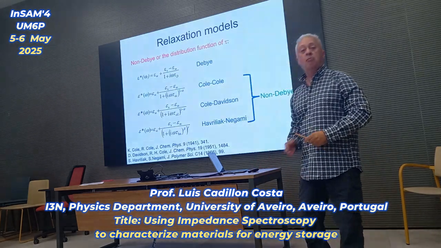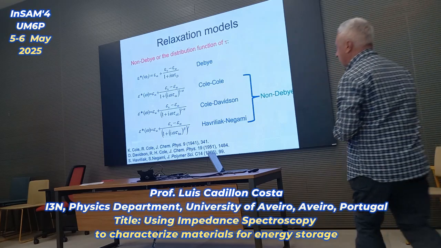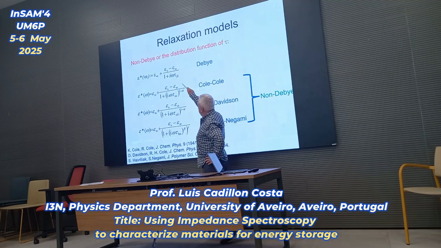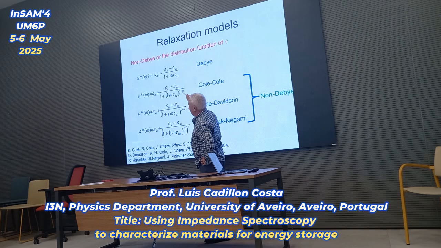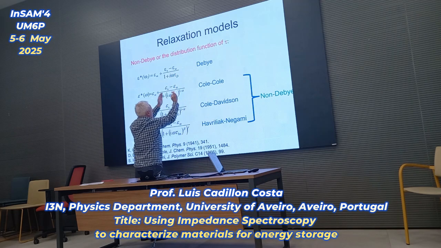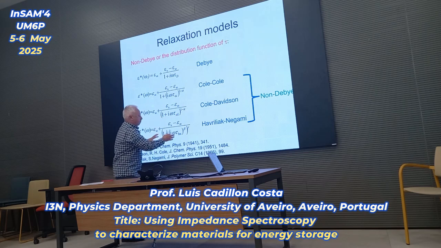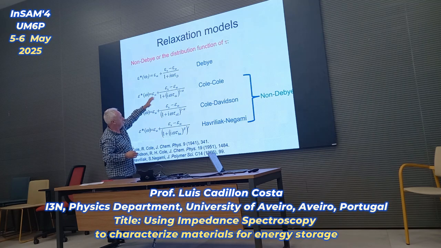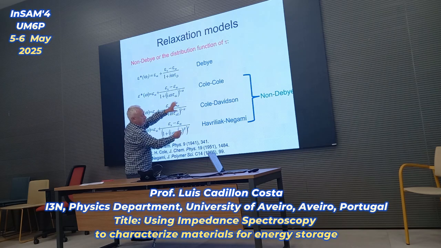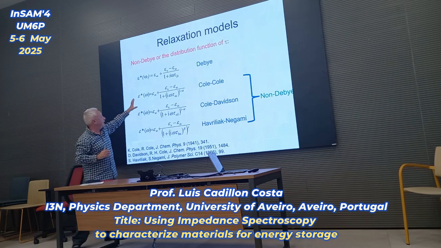What happens in most materials? The Debye model doesn't work. So again, we have the Debye model here, and another one we call Cole-Cole, with an exponent, 1 minus alpha. Only this part, or I put the whole denominator with the exponent also, and this is called Davidson-Cole. And a more complicated one mixes these, called Havriliak-Negami. But let's see the most important, Debye.